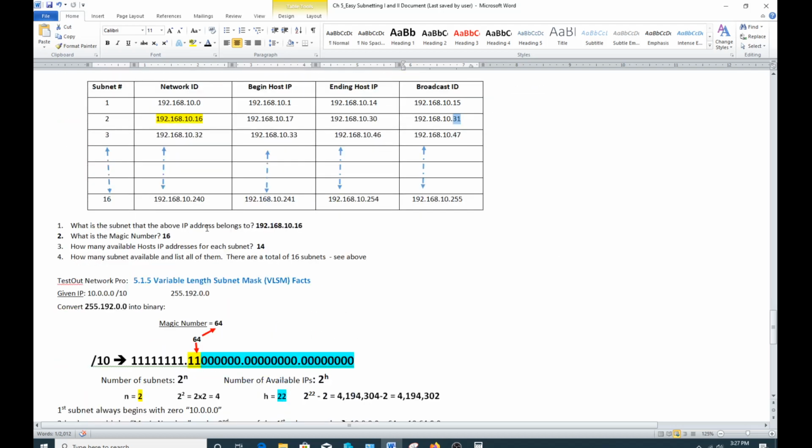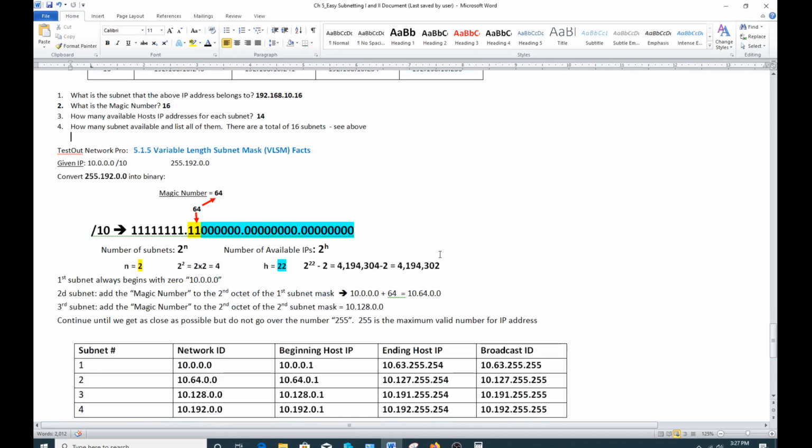Alright, to answer the earlier question, what is the subnet that the above IP address belongs to? Well, it belongs to this subnet right here, because the IP address that was given to us is right here. What is the magic number? 16. Okay, how many available host IP addresses? Well, there are 14. And how many subnets? There are a total of 16 subnets.